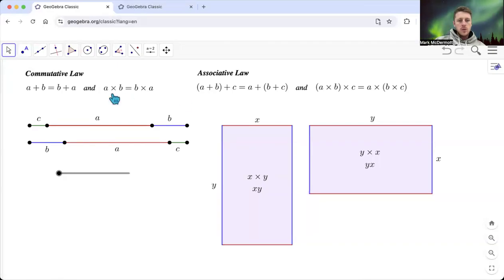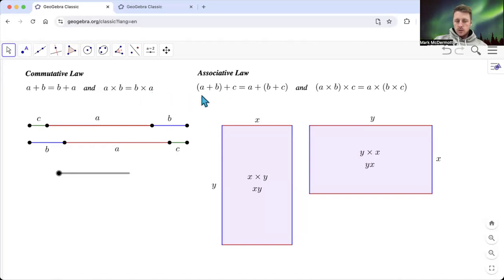We're going to talk about what's called the commutative and associative laws in algebra. Let's just have a look at what they say straight up, and then we'll look at two examples. So hopefully pretty straightforward. The commutative law just says that a plus b equals b plus a, and that a multiplied by b equals b multiplied by a. So you can see that addition and multiplication are what are called commutative operations.